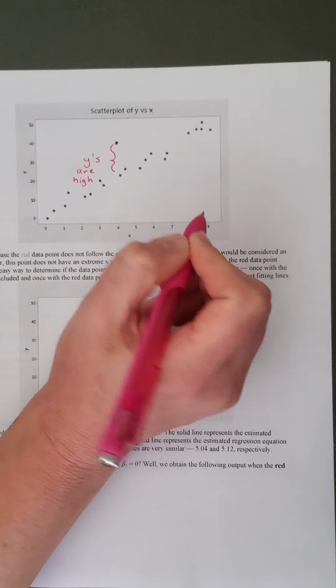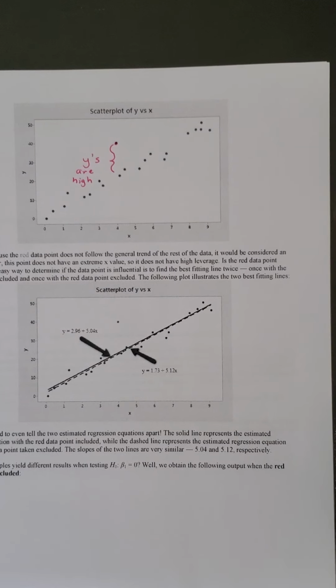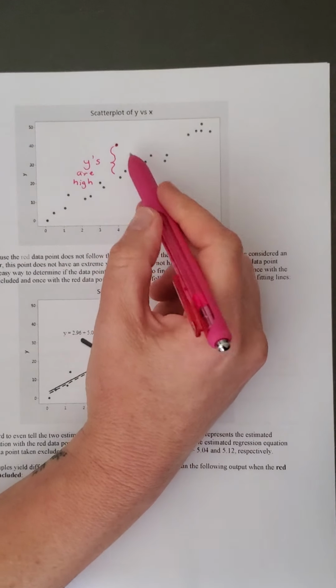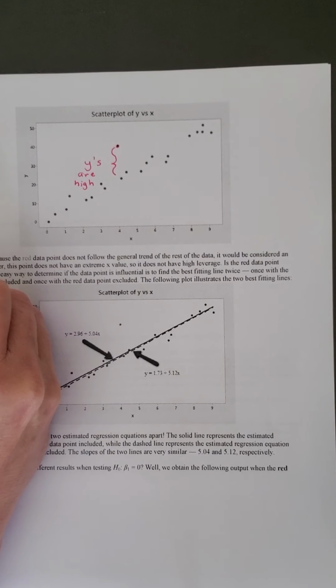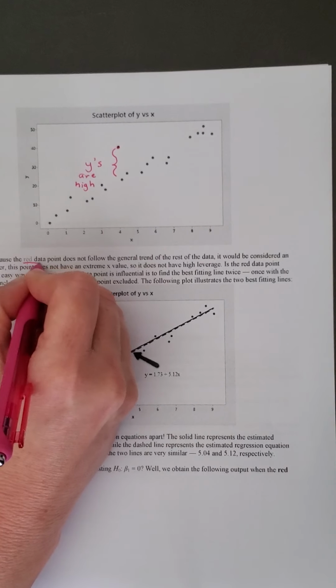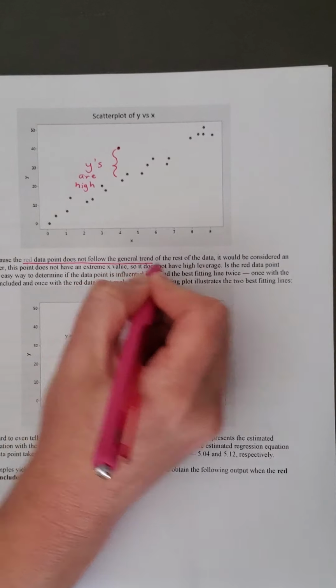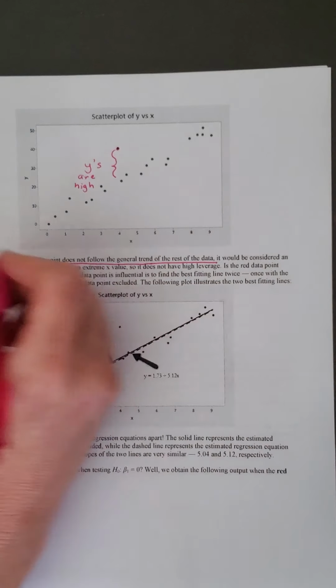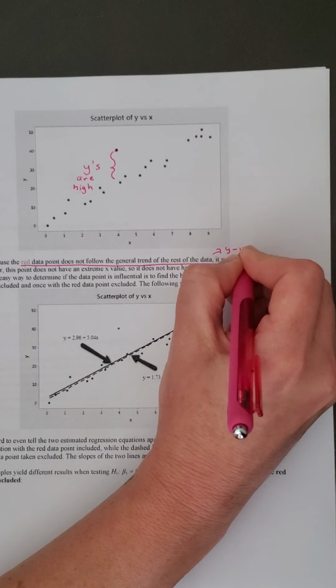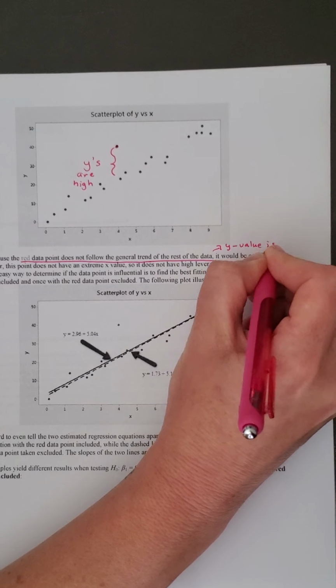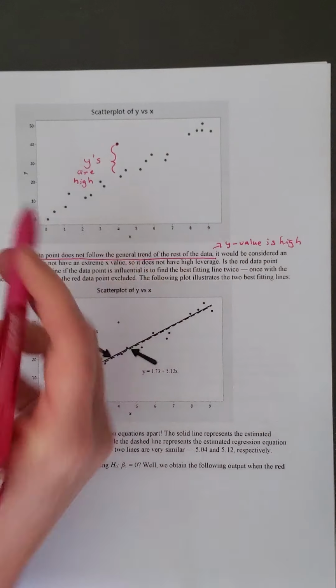So the Y value, I shouldn't say the Y is high, but it's okay. The Y's are high here, right? And so we would consider this point to be an outlier. Because the red point does not follow the general trend of the rest of the data, and particularly because of the Y values, the Y value is high, we would consider this to be an outlier.